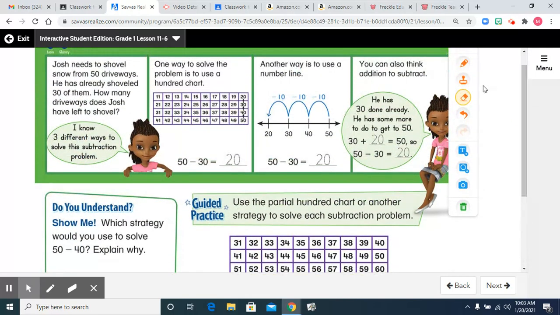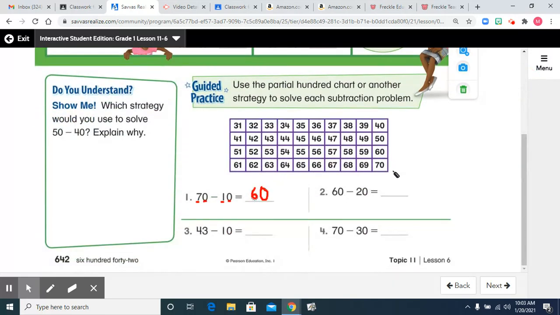All right, number 2 is 60 minus 20. So if you start on 60 on your number grid, here's 60, and we take away 20. You could take 20 hops backwards, or you can do the shortcut and go up rows. Okay, so 20 would be up 2 rows. Count by tens to 20. 10, 20. And we landed on 40. So 60 minus 20 equals 40.